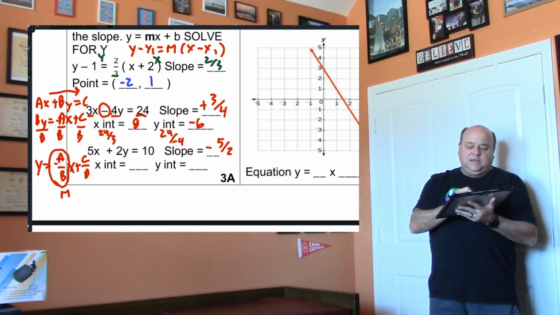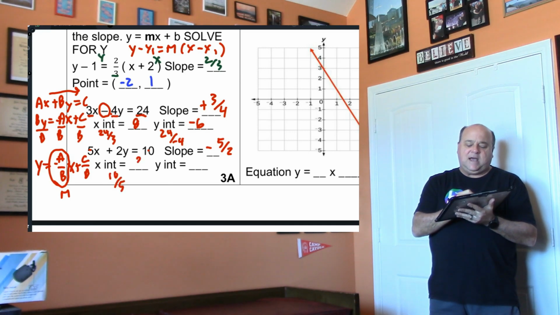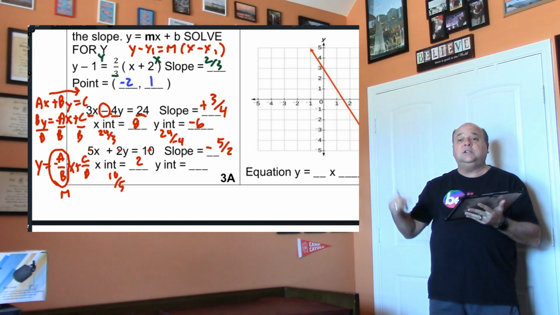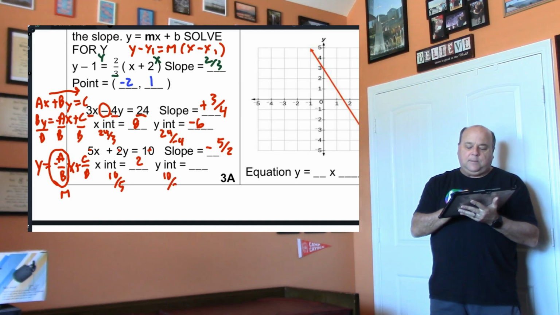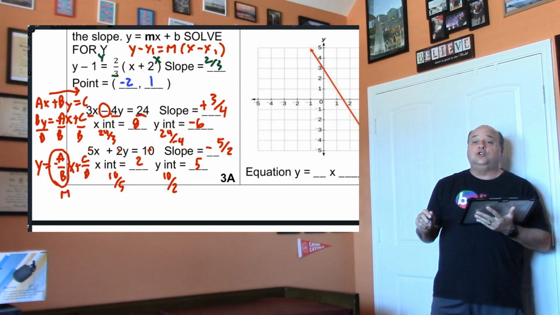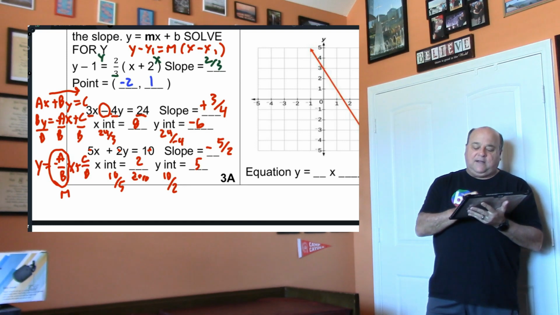Now then, this number divided by that number is your x-intercept. So 10 divided by 5 is 2. That's my x-intercept. This number and this number give my y-intercept. 10 divided by 2 is 5. So the line goes to the x-axis at 2, which is the zero, and it goes to the y-intercept at 5. That y-intercept, remember, is like the starting number.